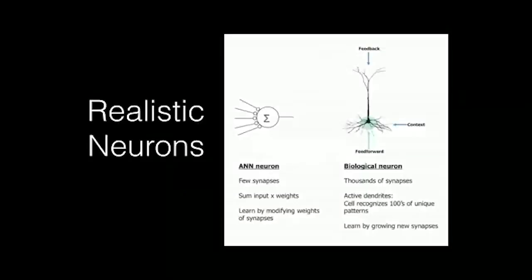What's missing? So I'm going to tell you what's missing. The very first thing is realistic neurons. The artificial neural network neuron that was created decades ago was the best we could do with what we knew about neuroscience at the time. But it was a very simplistic model of a neuron. And based upon that really simple model of a neuron, we've done some really amazing things.